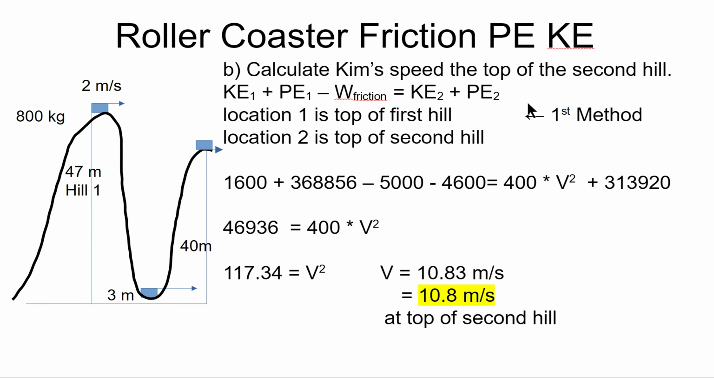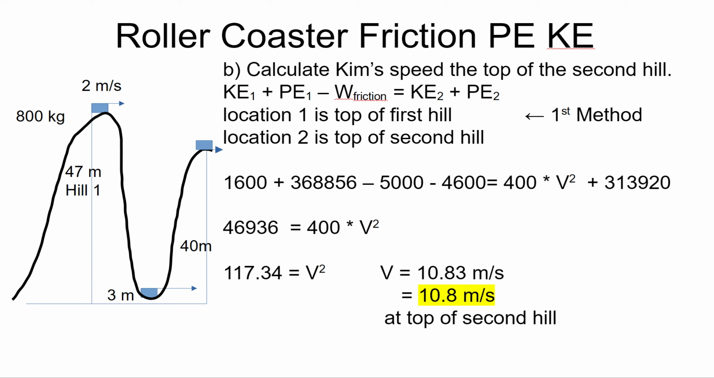Just continuing, copying this result of the calculation. Again, do the additions, subtract 313,920 from both sides, and then divide by 400. I get 117.34 as v squared. And I come up with 10.83, rounded to 10.8 meters per second at the top of the second hill.